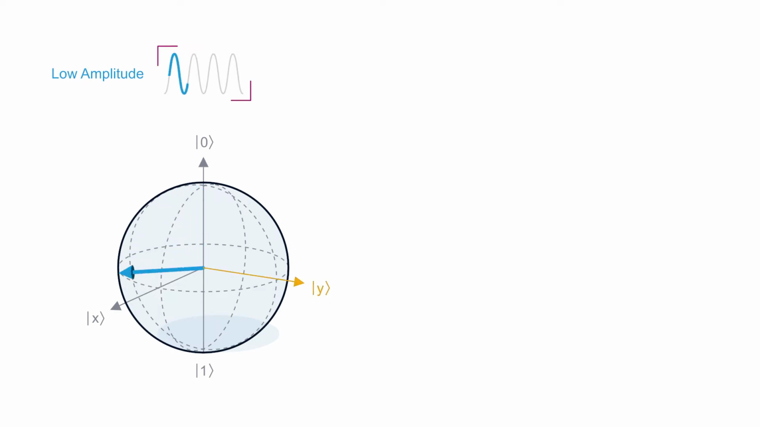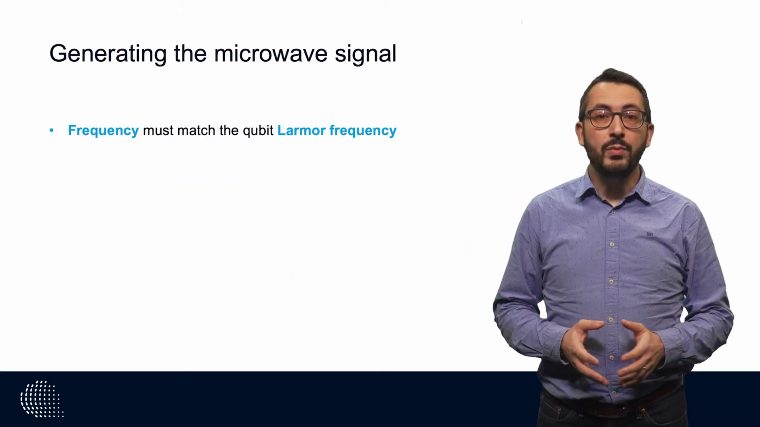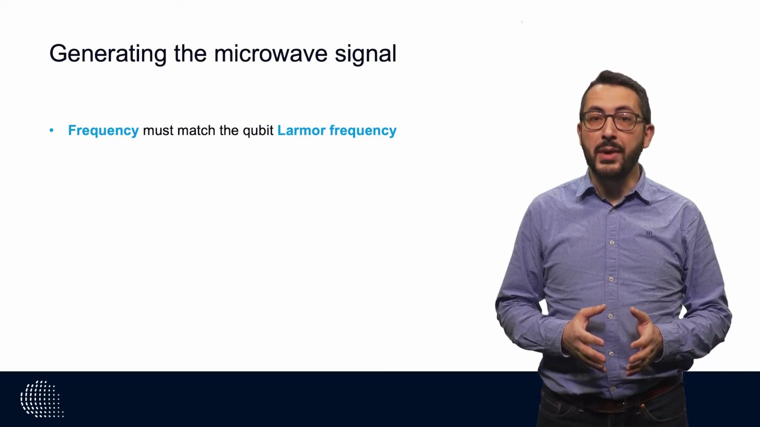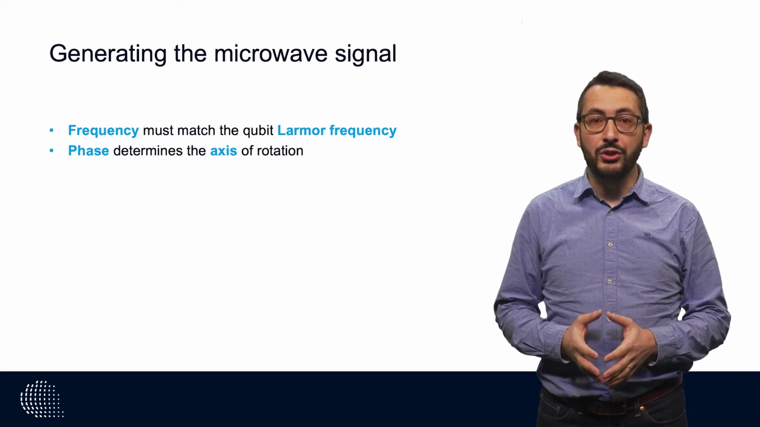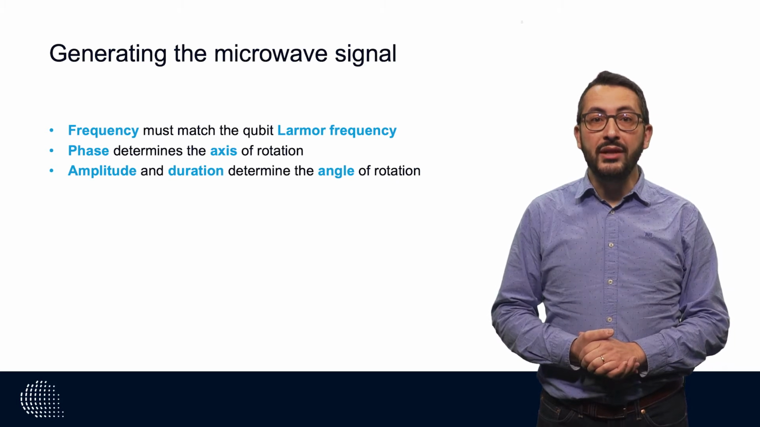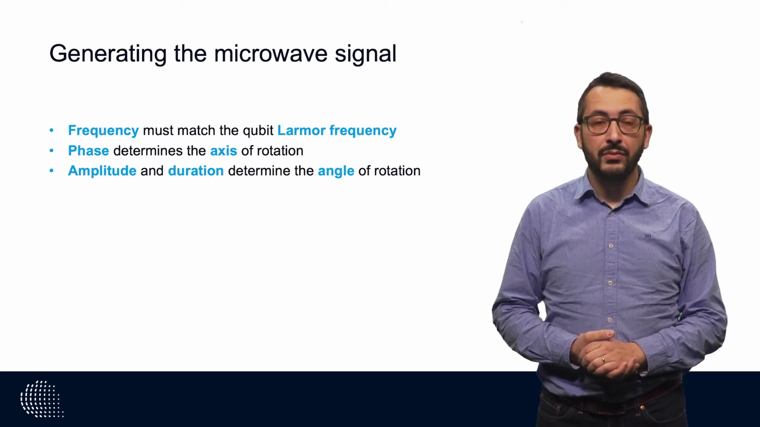If we apply a certain amplitude to our microwave signal, the qubit will rotate in the Bloch sphere with a certain speed. If we increase the amplitude, the qubit will rotate faster, as shown here. To summarize, we have to generate a microwave signal with a frequency matching the qubit Larmor frequency, with the phase that determines the axis of rotation. We also have to take into account the amplitude and duration of the pulse, which determine the angle of rotation.